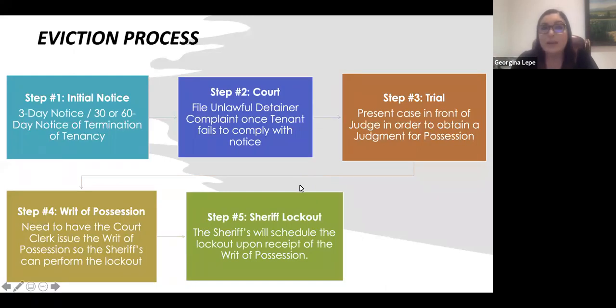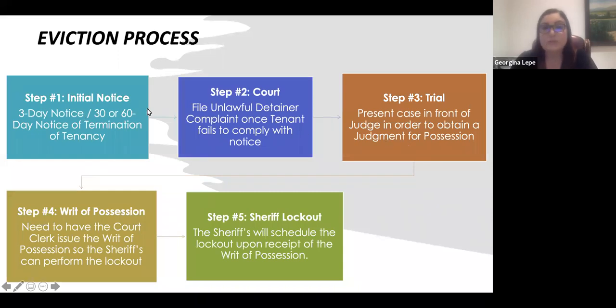Pre-pandemic, the lockout was normally anywhere from 3 to 5 weeks out from whenever we submitted the request. Now, post-pandemic, you're looking at about at least 2 months for all those evictions that went to trial prior to the pandemic or are going to trial now.